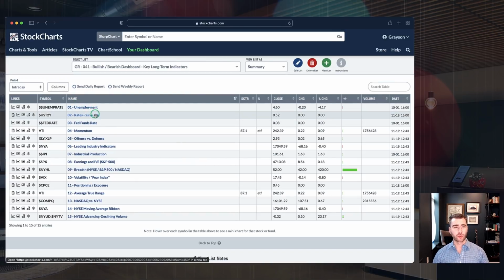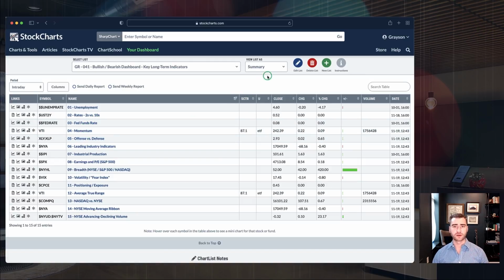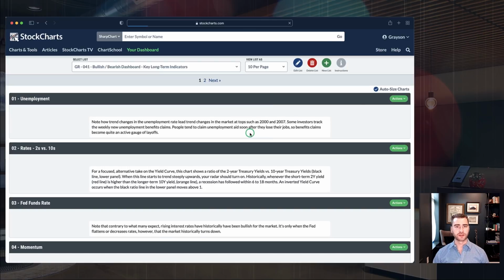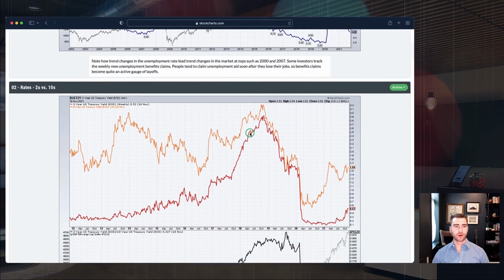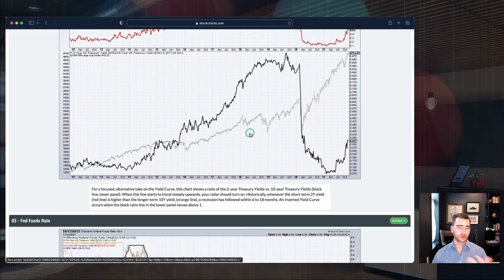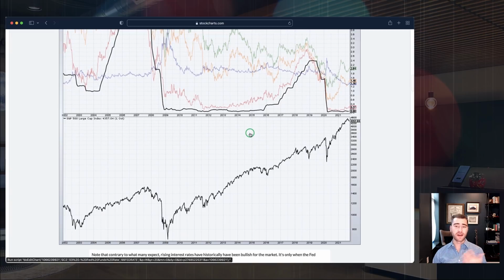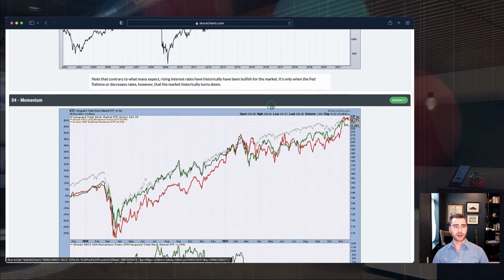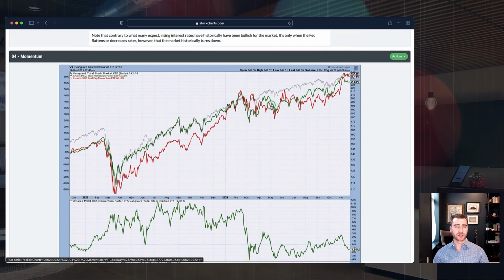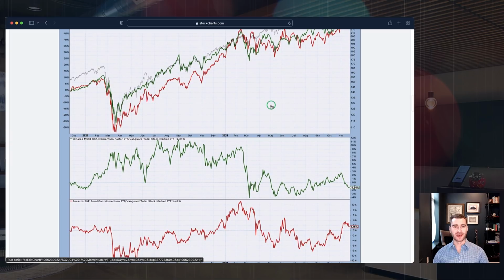Things like unemployment rate. We have an interesting look at rates, kind of a new take on the yield curve, or a different take on the yield curve, 2s versus 10s. We look at things like the Fed funds rate, momentum, offense versus defense. We'll show you some of these charts here. You can see things like the unemployment rate. There's that look at the yield curve with 2s versus 10s, Fed funds rate, and we have a couple of other rates on there. So again, tons of charts in here that you get included.